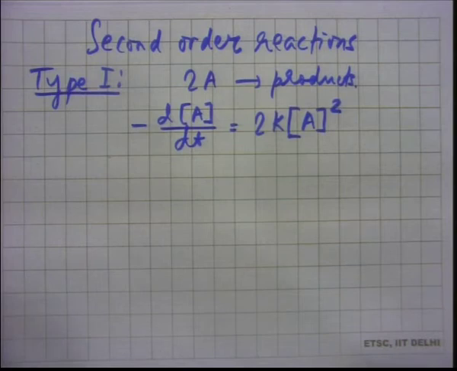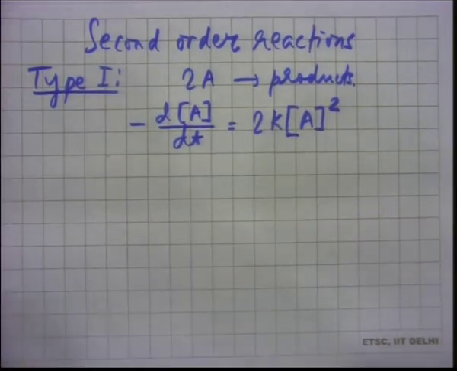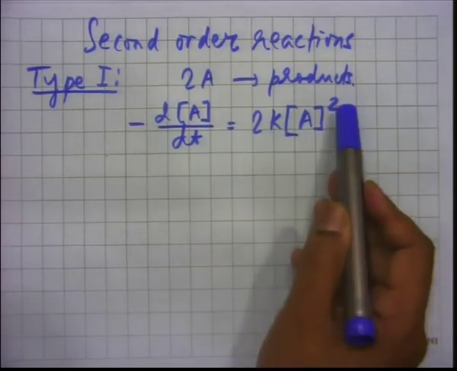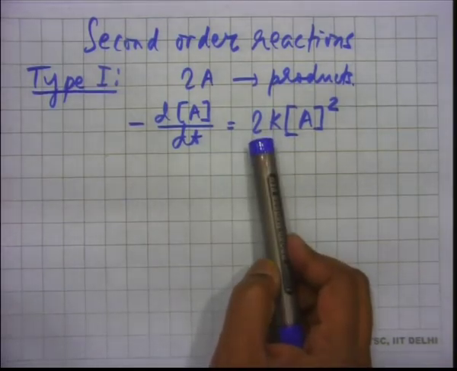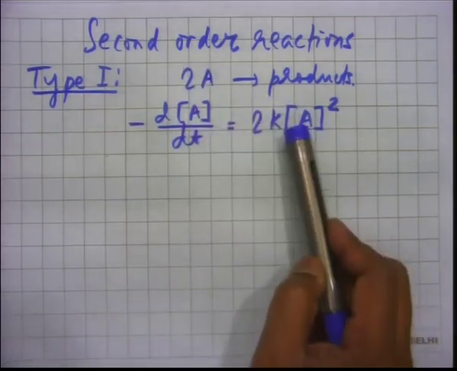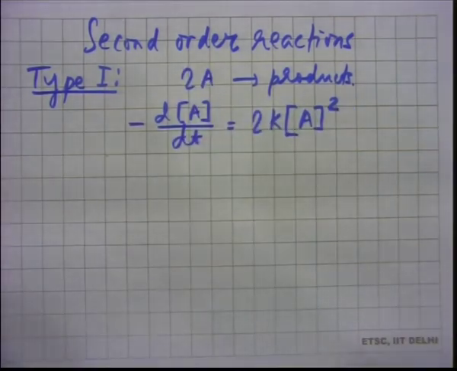dA/dt must be negative because A is getting consumed. dA/dt must be negative. So minus dA/dt is positive. Can we explain why do we have 2 here and why we have 2 there? The basis is definitely law of mass action. So every time there is a reaction, 2 molecules of A are getting consumed, right? So that is why you have this number 2 here, and since the coefficient is 2, it also goes into the power. So 2 times K concentration of A squared.